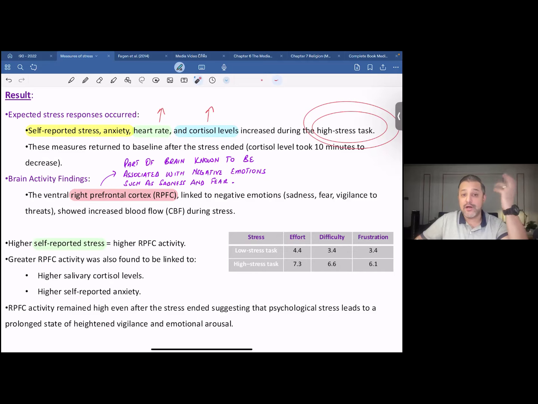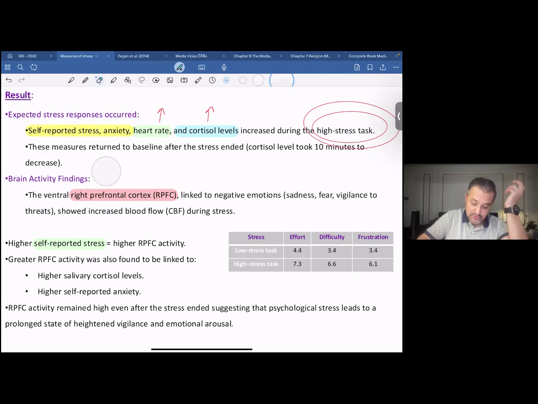What is this? This is a part of the brain that is linked to negative emotions. This is linked to sadness. So the ventral right prefrontal cortex, that is RPFC, is linked to negative emotions, sadness, fear, vigilance to threats. The study showed an increase in the CBF during stress, and it was in this part.